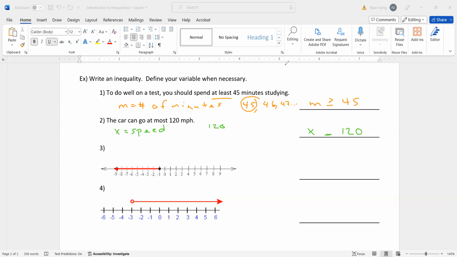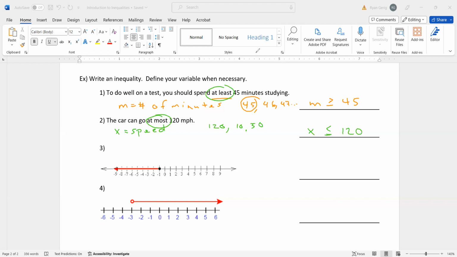What are some other speeds the car can go? Well, it could go 10 miles an hour. It could go 50 miles an hour. So it's numbers less than 120. Okay, if you don't think about it, you see the words least and think less than, most and think greater than. Stop and think about it. It's actually not the way it works.